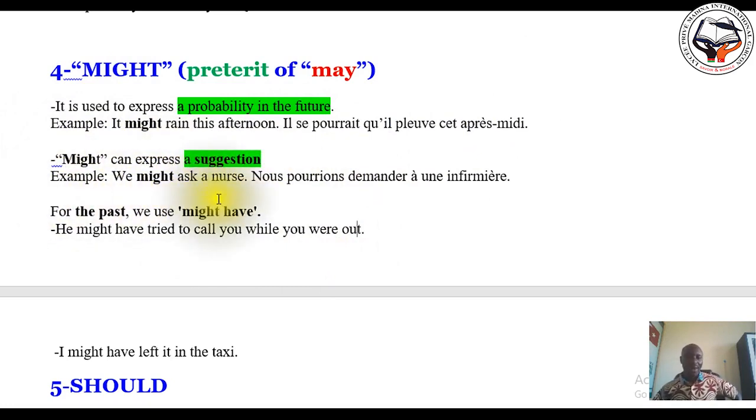Example: we might ask a nurse. Nous pourrions demander à une infirmière. Okay. Ça c'est une suggestion.